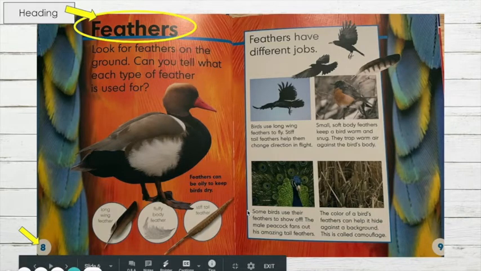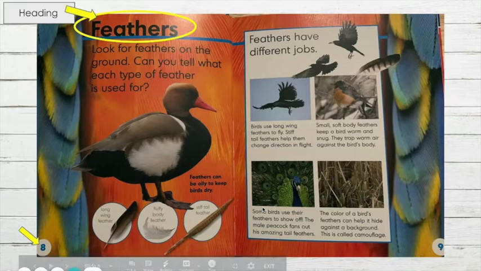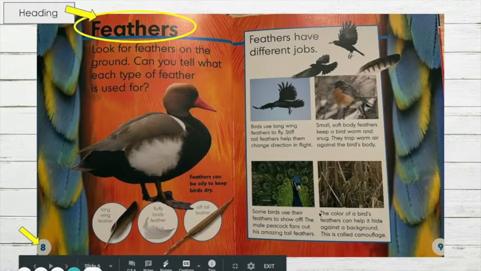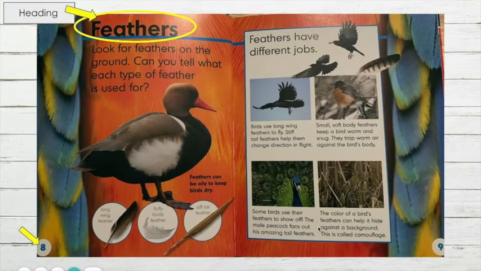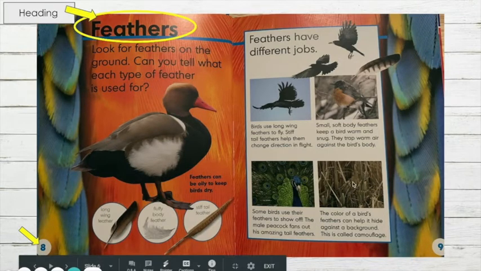Some birds use their feathers to show off. The male peacock fans out his amazing tail feathers. The color of a bird's feathers can help it hide against a background. This is called camouflage. You can barely see that bird in there.